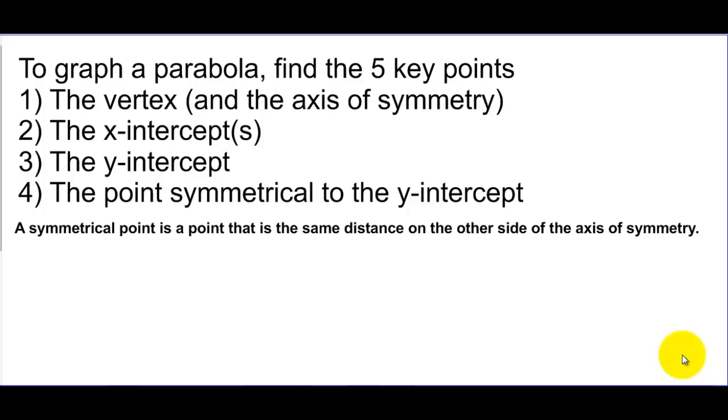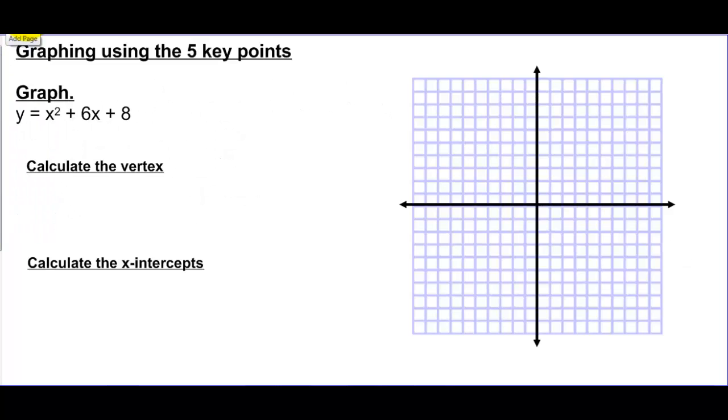So the only one that we didn't talk about is this last one down here, which is the point symmetrical to the y-intercept. What I mean is a point symmetrical is the same distance but on the other side of the axis of symmetry. So we're going to also be doing that axis of symmetry line as well. Right? So here's an example of graphing using the 5 key points that we know how to calculate now.